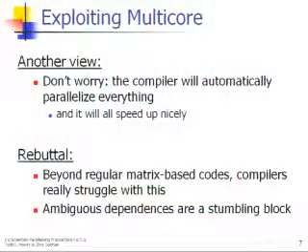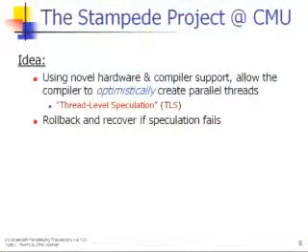Other than for scientific programs where the dependencies are very straightforward to think about, this is very difficult. In particular, ambiguous data dependencies are a major stumbling block for the compiler to try to do this type of thing. So this motivated us at, yep, question?